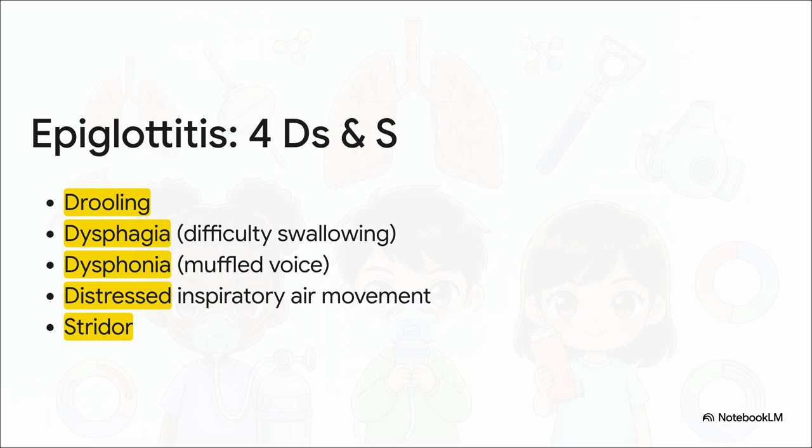Drooling, because swallowing is agonizing. Dysphagia, which literally means difficulty swallowing. Dysphonia, meaning a muffled, frog-like, or totally absent voice. Distressed inspiratory air movement. And finally, stridor. This is the most serious croup syndrome out there. Like we said, it progresses abruptly to total occlusion, so hands off that airway.